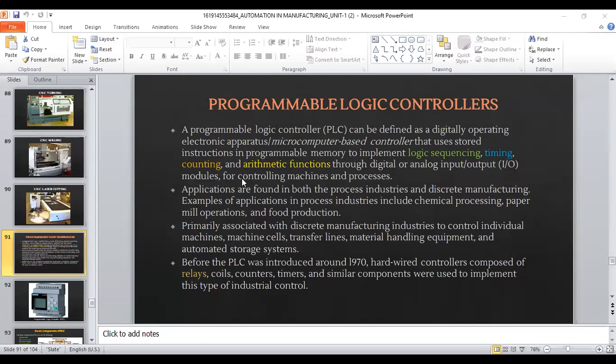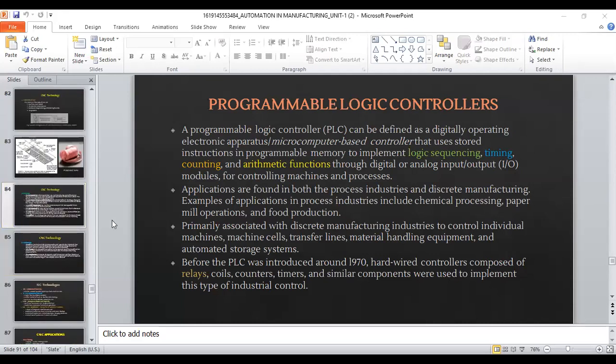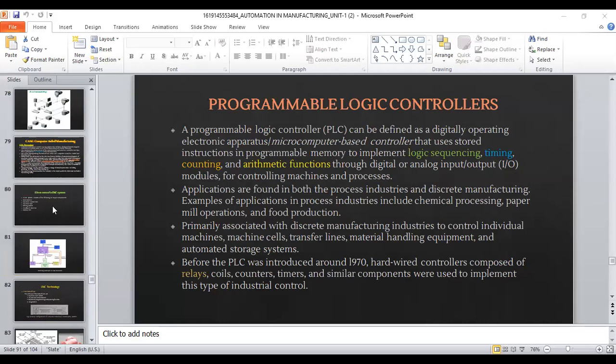Okay, so what did we discuss in the last class? We ended with this slide, right? We had started PLC. Before that, we discussed CNC, isn't it? We had seen how that CNC technology is being utilized for manufacturing, right?